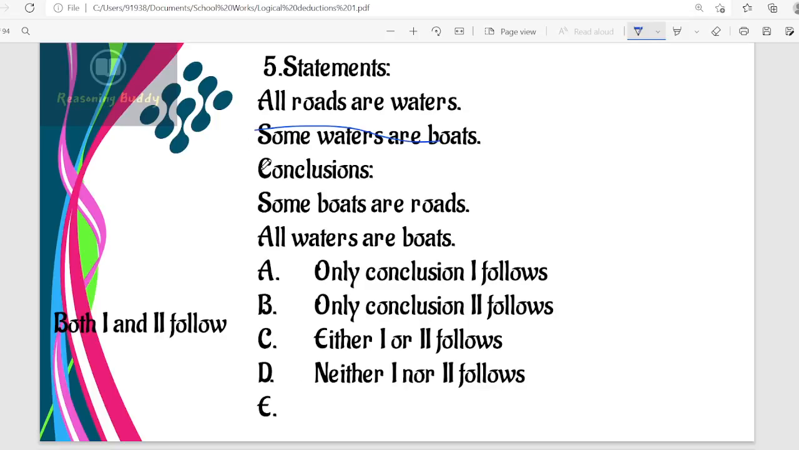All roads are waters, some waters are boats. So what is the first rule? According to the first rule, three terms should be there. 1, 2, and 3. Okay, first rule applicable and it should be okay. Second rule also applicable. Third rule, fourth rule, fifth rule not applicable. Sixth rule is applicable. So one particular conclusion should be on particular. So there will be two conclusions given and one is particular. So the particular one is the answer and this is universal. So this is not an answer. Only conclusion one follows, option A.